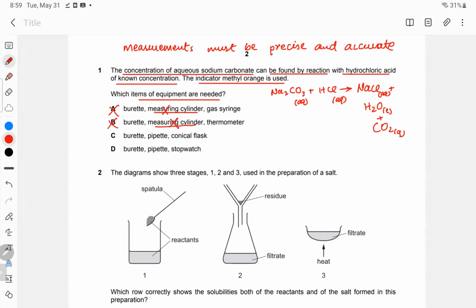Okay. Then burette, pipette, and conical flask. Normally we find the concentration by titration, so all three are correct. So C can be our correct answer. But if we look at D, they are saying stopwatch, so there is no need of a stopwatch because we are not finding the rate. So D also goes wrong, and we are left with only option C, which is correct. Is this clear to everyone? Yes, sir.